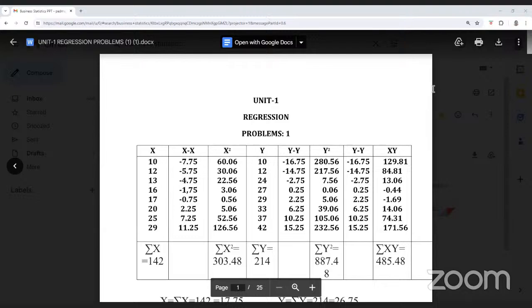And we have two types of regressions. One is simple and multiple. The other one is linear and non-linear regression. Okay? Prasad?